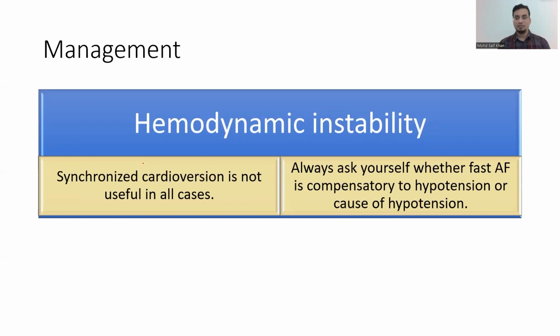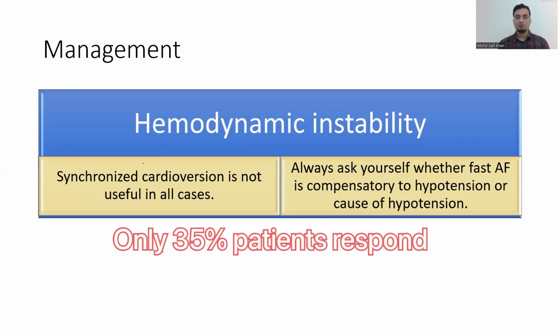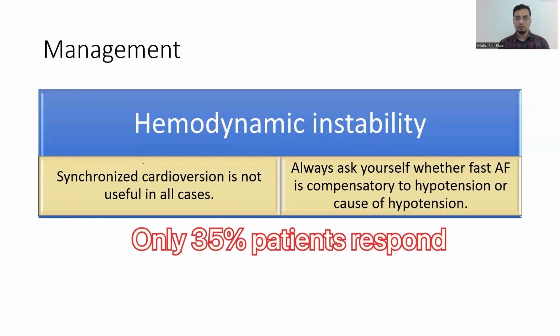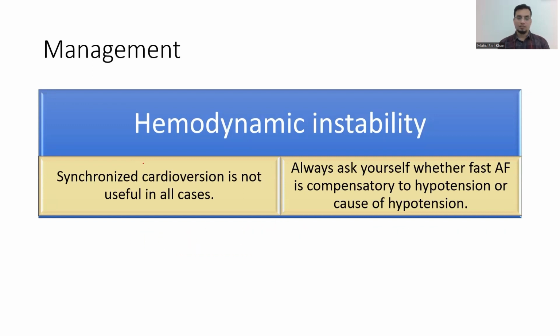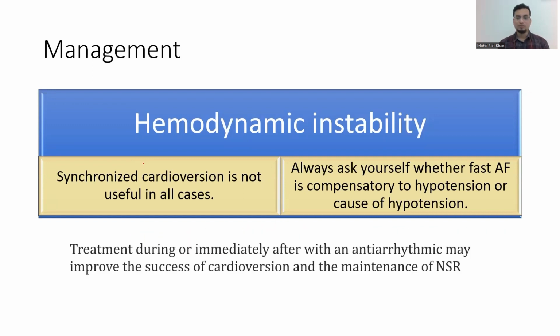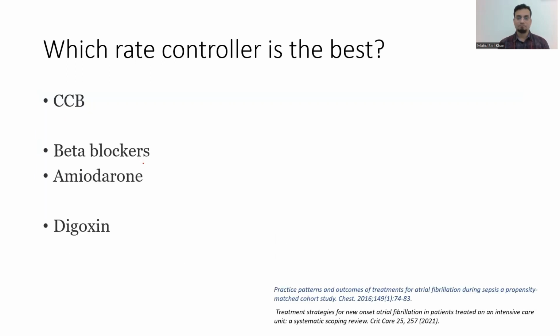Okay, and remember that DC cardioversion in critically ill patients has a much lower conversion rate. Only 35% of patients respond to DC cardioversion, and many of them revert to AF within 48 hours. So that is the reason you should always combine synchronized cardioversion with an antiarrhythmic or adjunct antiarrhythmic to improve the success of cardioversion and maintenance of normal sinus rhythm, NSR.